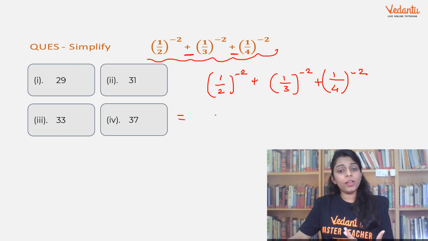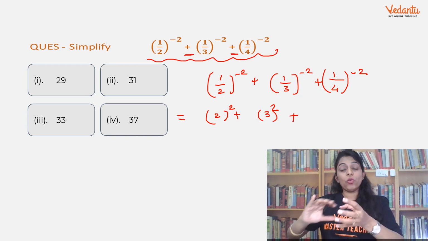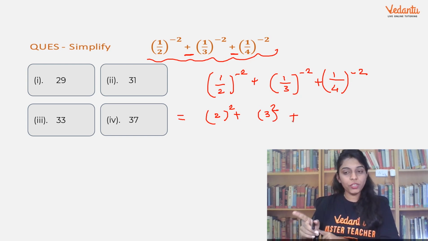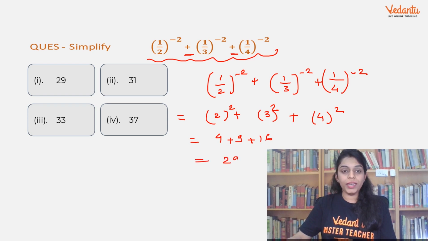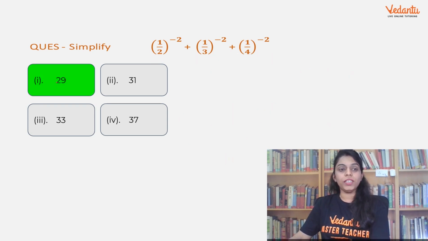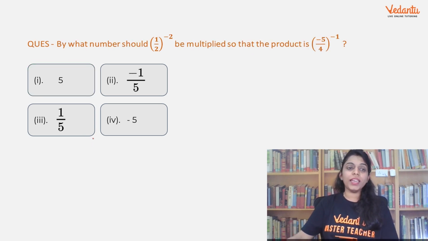माइनस 2 को मैं पॉजिटिव बनाऊंगी तो ये 2 का स्क्वायर बन जाएगा. मैं 3 को पॉजिटिव बनाऊंगी 3 का स्क्वायर बन जाएगा. एंड मैं जब 4 को पॉजिटिव माइनस 2 को पॉजिटिव बनाऊंगी ये 4 का स्क्वायर बन जाएगा. वेरी सिंपल क्वेश्चन. ओके, 2 square is 4, 3 square is 9 and 4 square is 16. 16 plus 4 is 20 plus 9 is 29 and the correct answer would be 29. So simple. Okay, moving ahead to the next question.